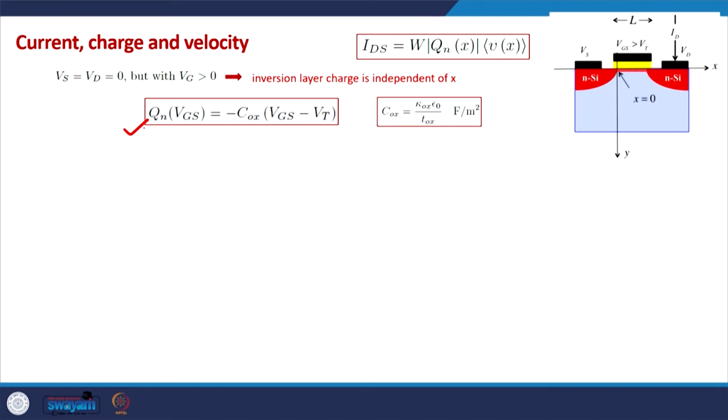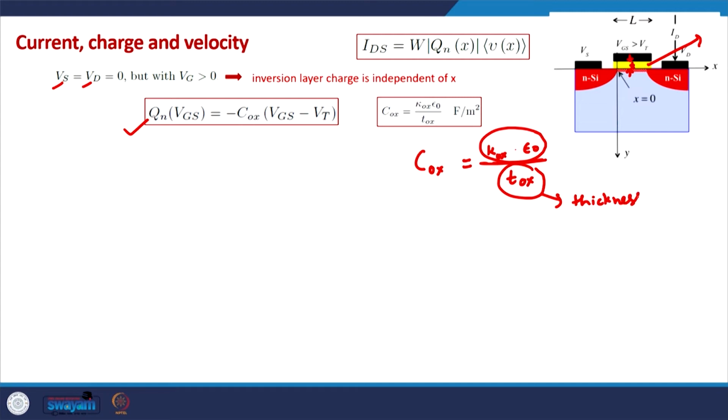So, the charge in the channel, when the source and the drain terminals are grounded, is given as minus Cox times VGS minus VT, where Cox is essentially the capacitance of this gate oxide, and it is written as Kox times epsilon naught divided by Tox, where in the numerator Kox is the dielectric constant of the insulator and Tox is the oxide thickness. This is the direction of Tox, the thickness of oxide on top of the channel.